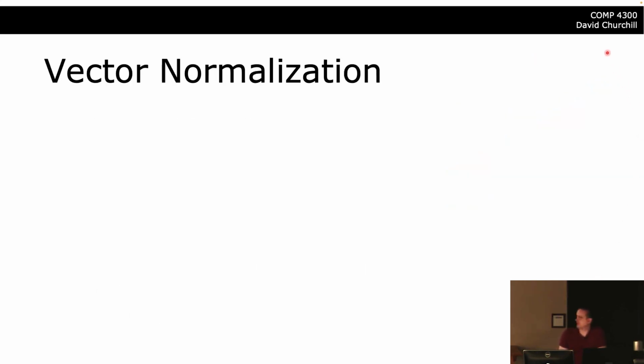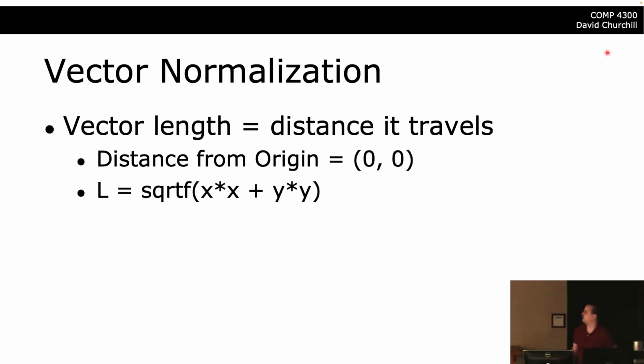The next problem is vector normalization. So the vector's length is the distance that it travels. So again, if we have a vector at 4, 2, that's 4 difference in the x, 4 difference in the y from the origin.